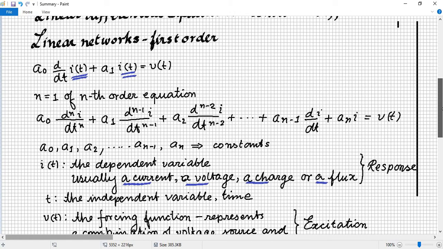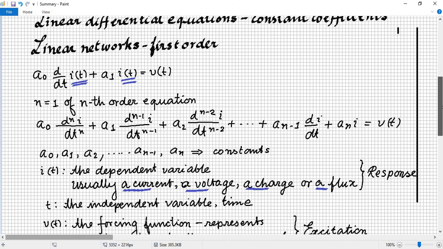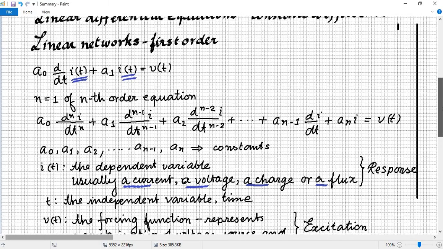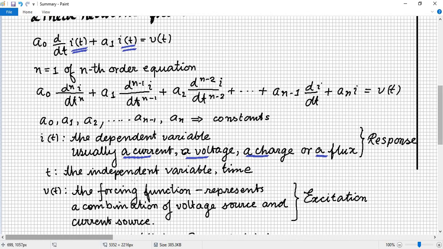t is the independent variable, time. v(t) is the forcing function. This represents a combination of voltage source and current source. Although in the above equation we have used the term v(t), it doesn't mean that it can be only a voltage source. It can be a combination of voltage source and current source.